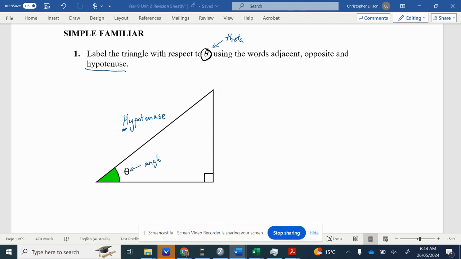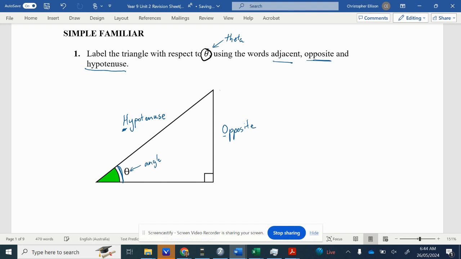Okay. Now, opposite. The way I like to teach opposite is if theta is this angle over here, the opposite side is the one that's not touching it. Okay, so that's why we call it opposite. It's opposite the angle, on the other side of the angle. Notice these two sides here touch the angle, touch theta, whereas the opposite side doesn't. So that's an easy way to remember that's opposite.